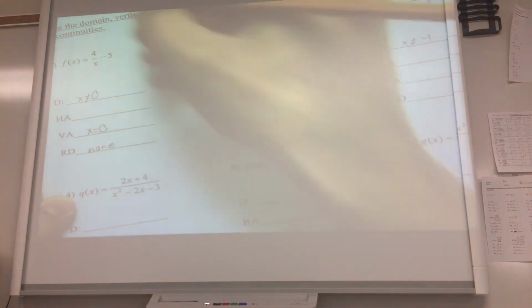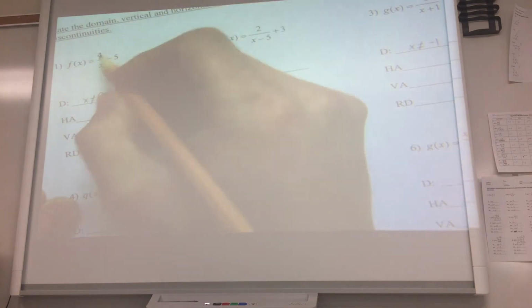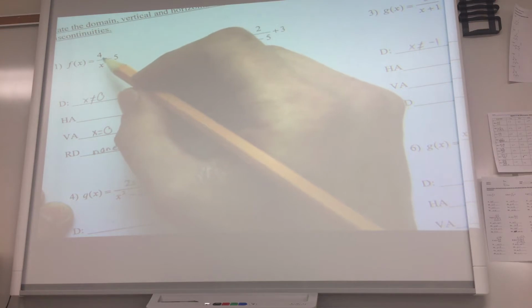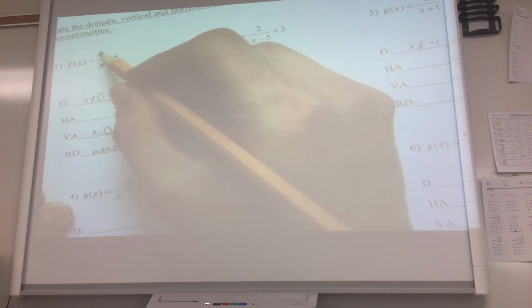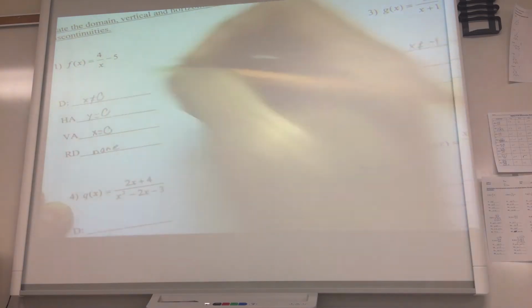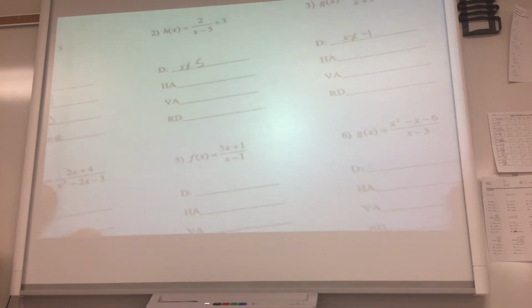Horizontal asymptote: remember there are 3 situations you can have, and it has to do with the degree of the function. So if the degree on top is smaller than the degree on bottom, so you have a lower degree over a higher degree function, low over high rhymes with y, so it's y equals 0. Okay, let's go on to number 2.